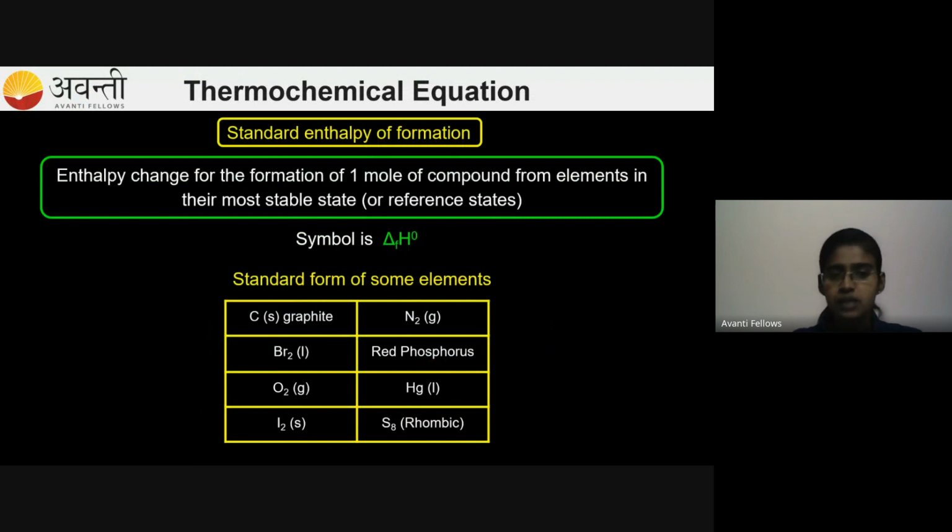So I'll give you the standard states of some elements. For carbon, the standard state is graphite. For bromine, it is liquid. For oxygen, gas; iodine, solid; nitrogen, gas; and red phosphorus is a solid. We have white phosphorus, red phosphorus, black phosphorus, right? Among those, red phosphorus is the standard form of phosphorus. For mercury, the liquid form is the standard form. And coming to sulfur, rhombic sulfur is the standard state of sulfur. Okay. So these are the standard states of some of the elements.